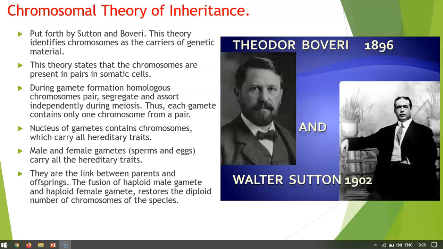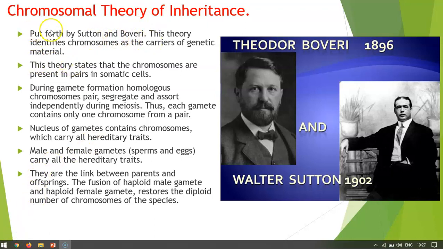Due to advancement in microscopy, scientists were able to observe cell division and the structure of chromosomes under the microscope. At that time, two scientists, Walter Sutton along with Theodor Boveri in 1903, studied the parallel behavior of Mendel's factors, that is genes, and the behavior of chromosomes at the time of meiosis. Based on these observations, the chromosomal theory of inheritance was put forth by Sutton and Boveri.